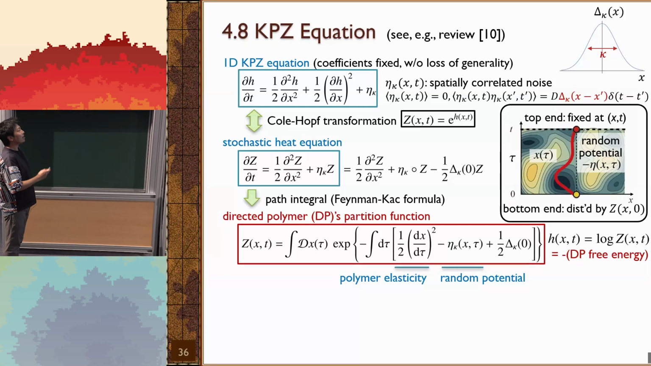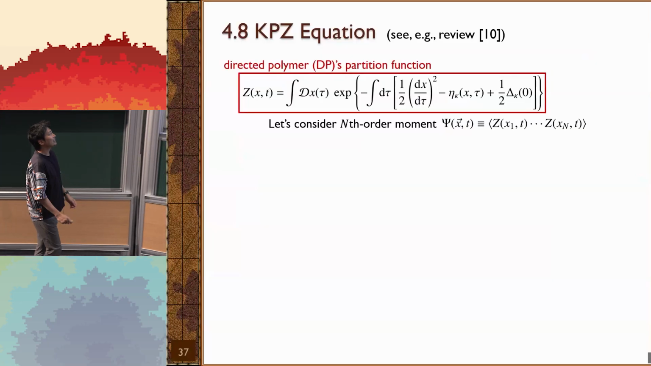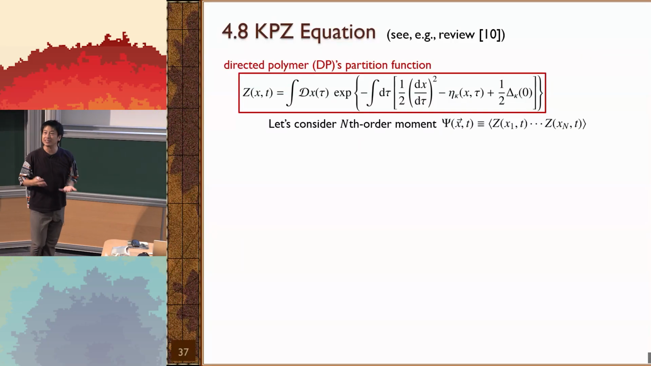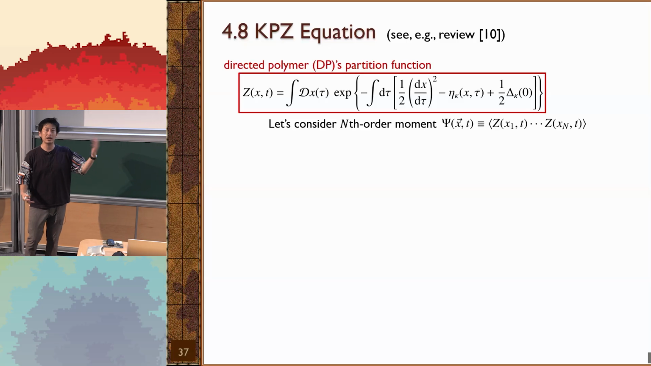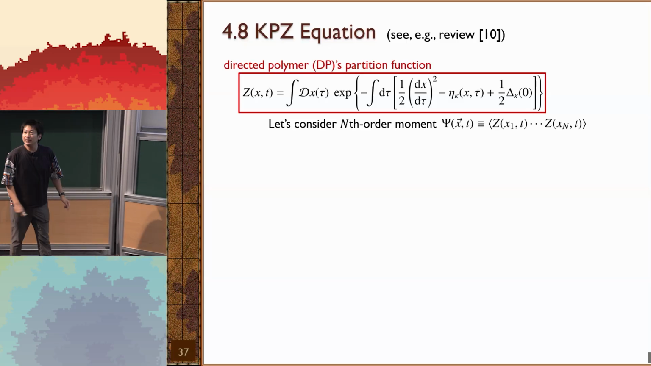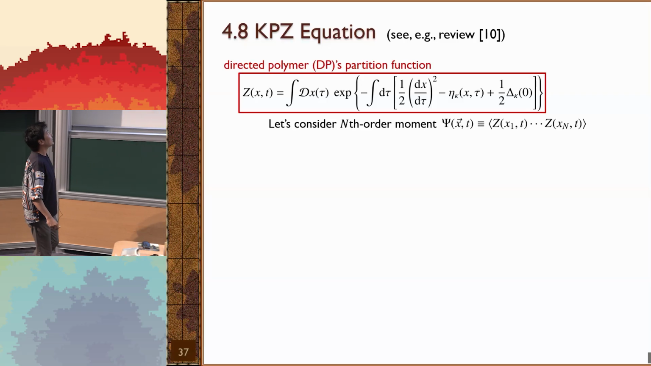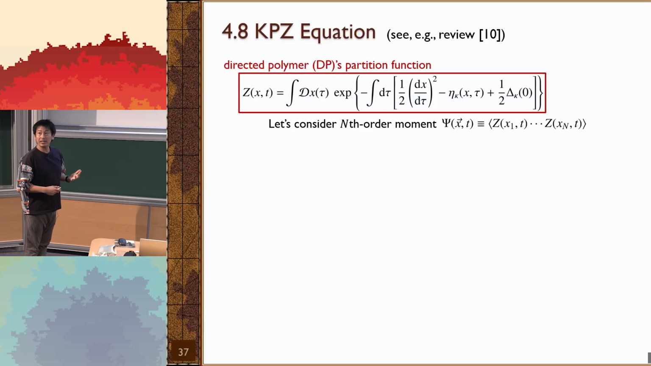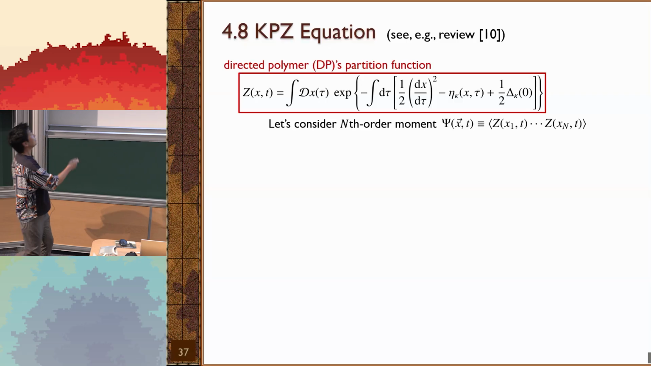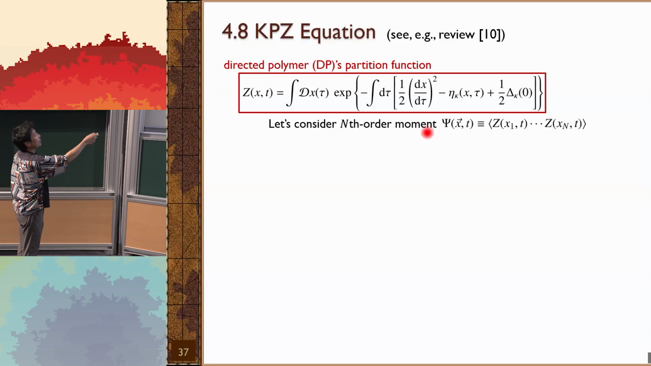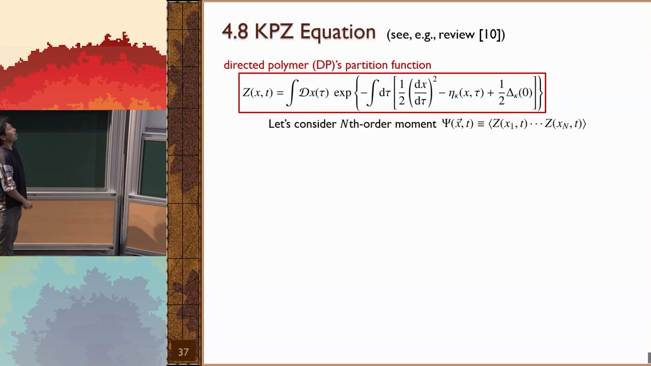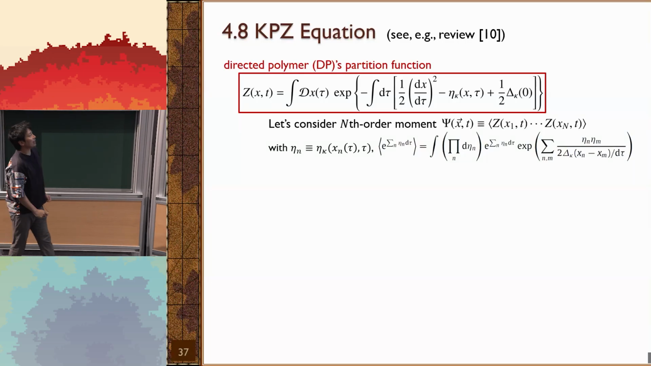Okay, now we want to characterize the distribution, the fluctuation properties of the free energy or the partition function. One way to characterize the fluctuation properties is to evaluate the moment. For example, the nth order moment of Z is defined like this. You consider the product of n Z at different positions, you take the average, and this is the moment. Okay, so let's evaluate this.